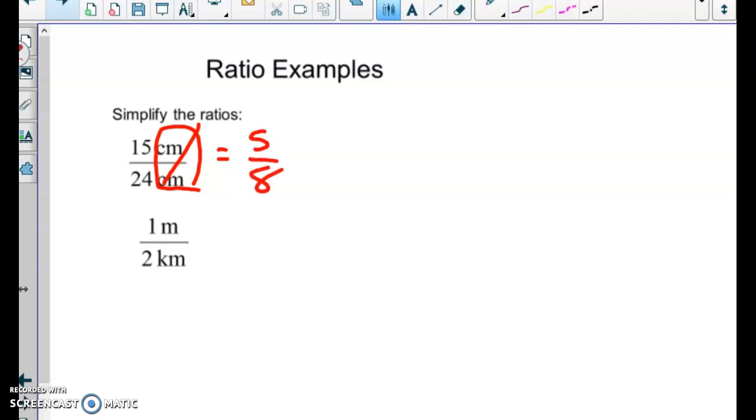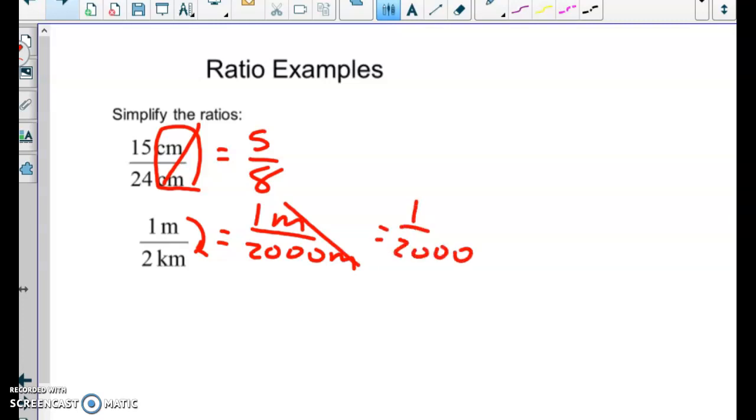Same thing here, but we have to change these into the same units before we can get rid of the units. So I know that 1 meter is to 2,000 meters because there's 1,000 meters in a kilometer. And now I can cross off the meters, and my ratio is 1 to 2,000.